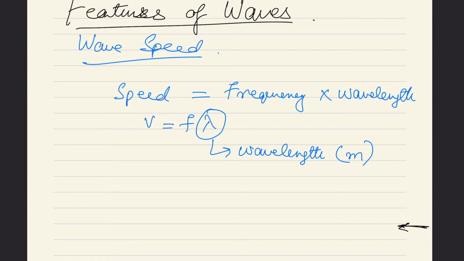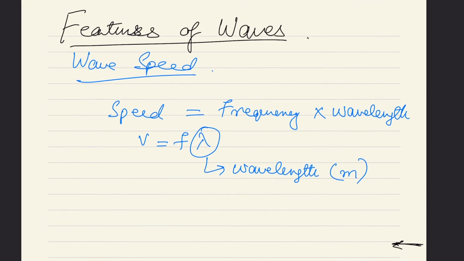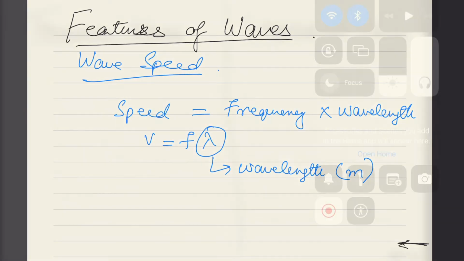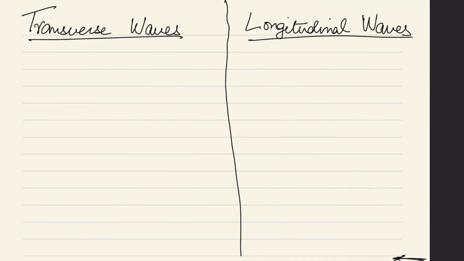So these are some of the features of the waves that we needed to discuss. And now we have to discuss the transverse waves and the longitudinal waves. There are two types of waves, the transverse waves and the longitudinal waves. So let's jump into that. Alright, so now we have to discuss the two types of waves.